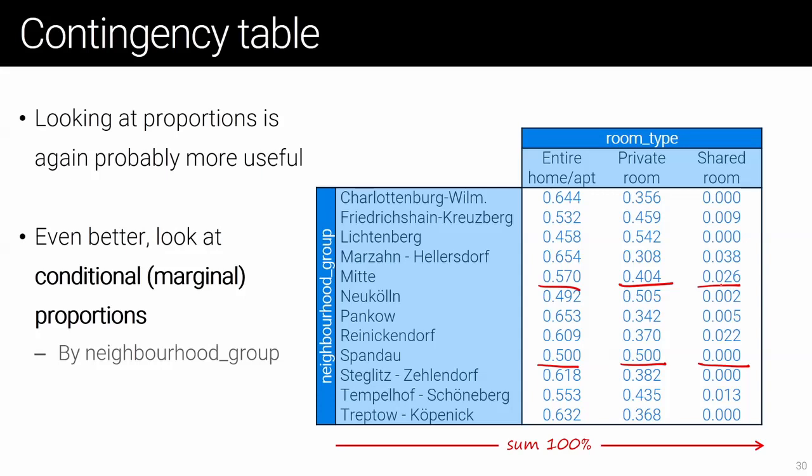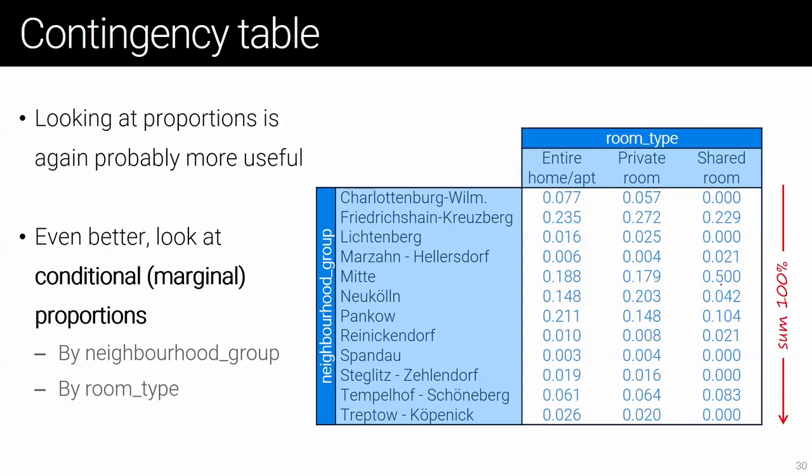And of course, we might be interested in just the opposite. What is the distribution of neighborhoods per room type? It looks something like this. So now the columns sum to 100%. If we are, for example, interested in the private rooms, we see that 27% of the total private rooms are in Friedrichshain, 50% of them are in Pankow, 20% are in Neukölln, 6.5% are in Tempelhof. If we are interested in shared rooms, we see that half of all the rooms that are shared are in the neighborhood of Mitte. So again, this is very useful if we want to look at the distribution, in this case, of neighborhood groups per room type. One variable conditioned on the value of the other variable.